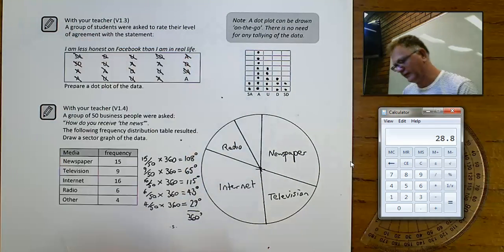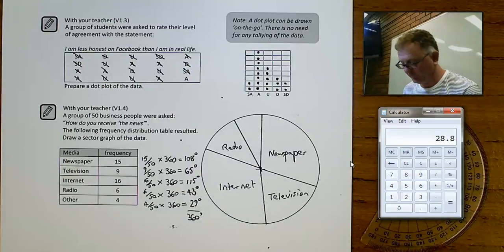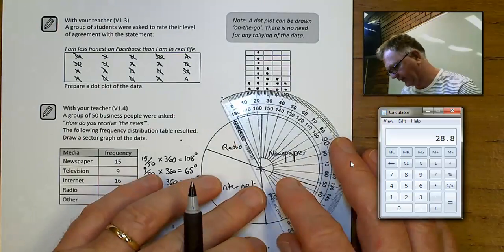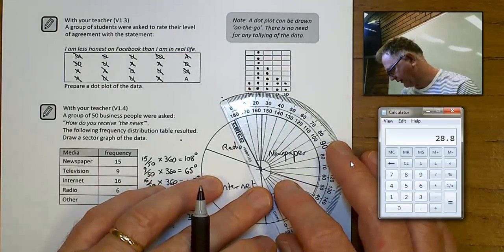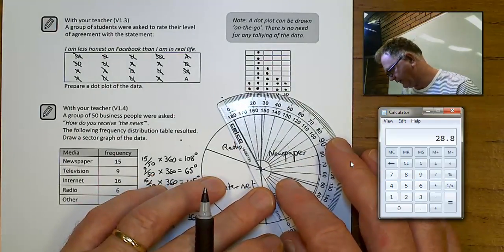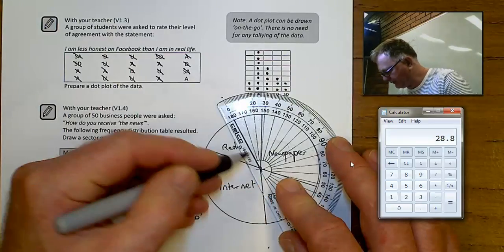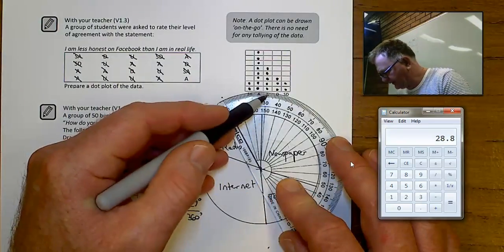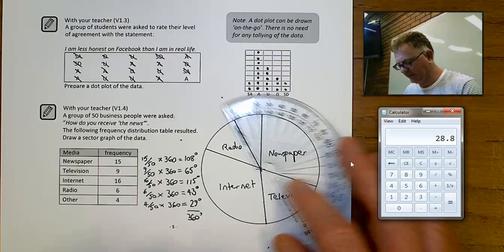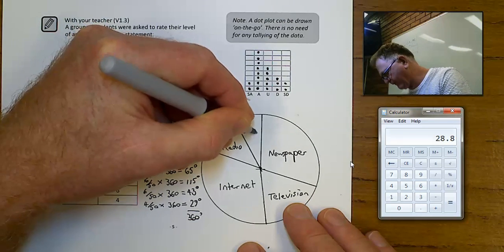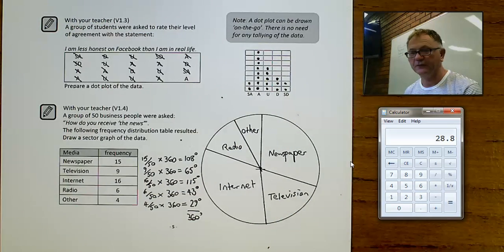And the last one must have done itself. People that get their news by other means. It should be 29 degrees. We should measure it to check. So let's put the centre of the protractor on there, the 0 line right on the line, and I think you can see that pretty much that angle there, nearly 30 degrees, 29 degrees is pretty right. I'll call that other. And we've done our graph.